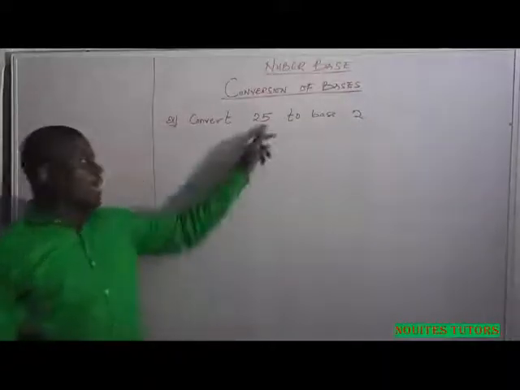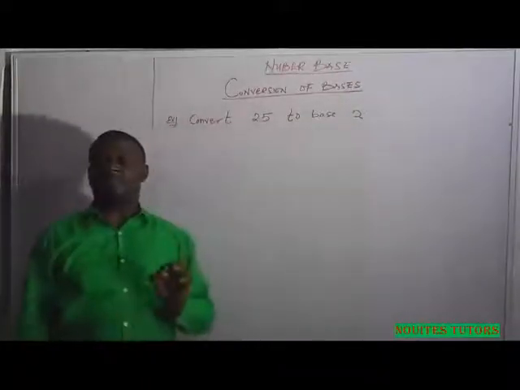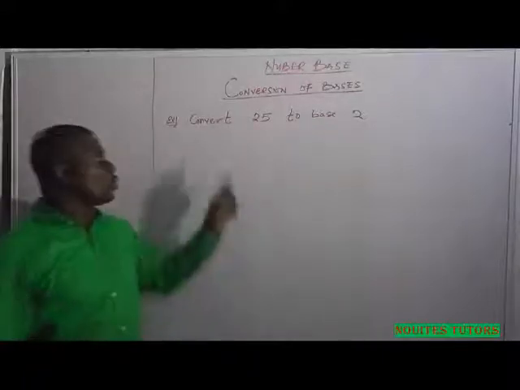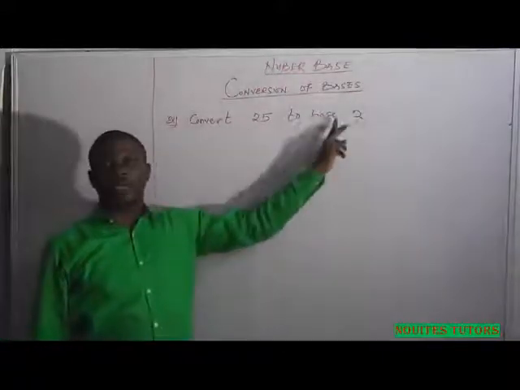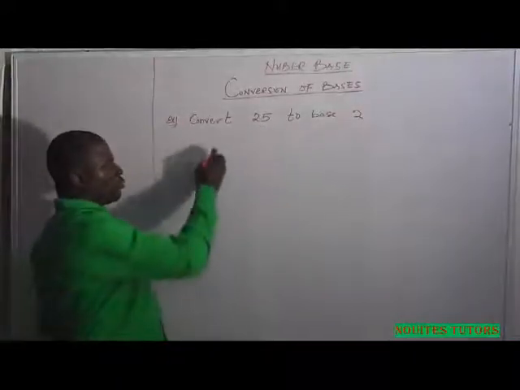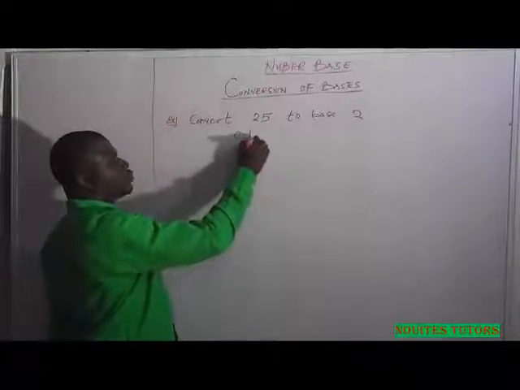Now, you know why I have to remove the 10? Because any number that you write in mathematics is in base 10. So convert 25 to base 2. This 25 now is in base 10. So if I want to convert to base 2, look at the solution.